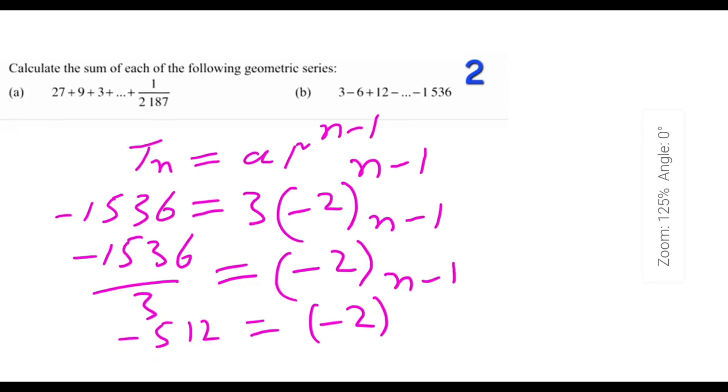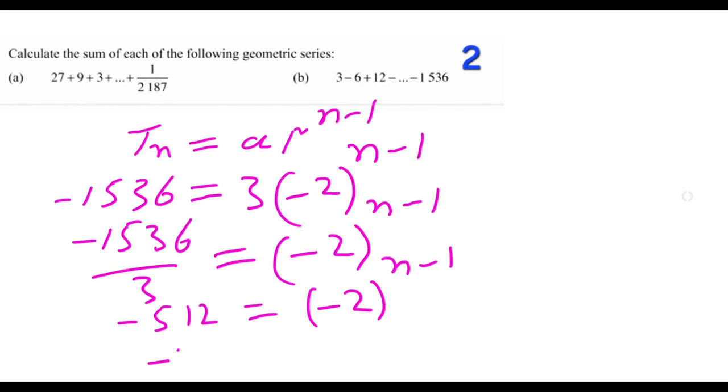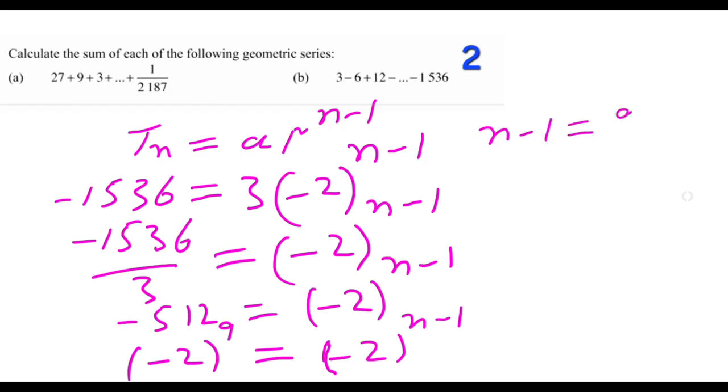Use your calculator, make a little template, and see which power gives you negative 512, and then I'm going to equate that power with n minus 1. So here we got 9: negative 2 to the power 9 equals negative 2 to the power n minus 1. Now I can see the bases are the same, I can equate the powers. Therefore n minus 1 is equal to 9. The minus 1 goes to the other side and becomes positive, so n is equal to 10.